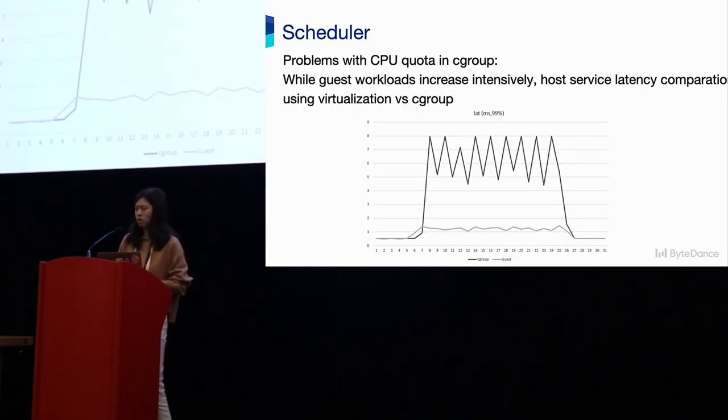The case I just talked about is where neighbors' performance may be affected by each other. Here is another case, where the host service may also be harmed when there are some naughty applications in the guest. We did a comparison using virtualization and cgroup. Using cgroup, the guest workloads increase intensively, and the host service latency increased a lot. But when using virtualization, the services on the host were protected and the latency did not change much.